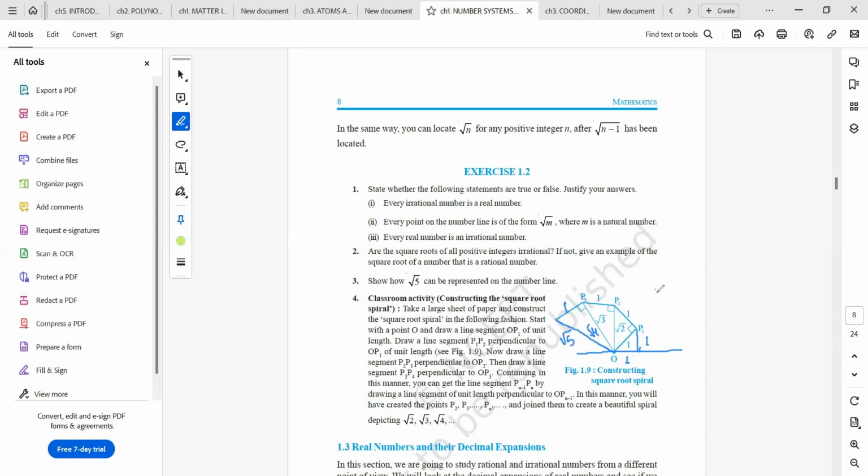Because if you apply the Pythagoras theorem, the square of root 4 will be 4 and the square of 1 will be 1. So this will be under root 5. So this is the way you can continue.